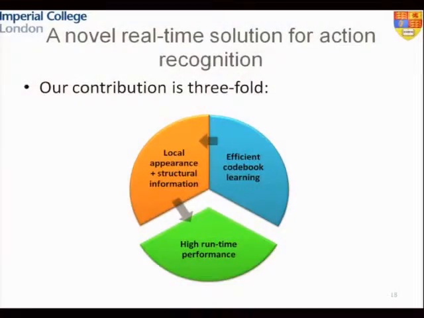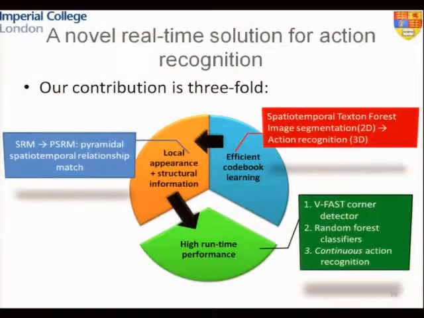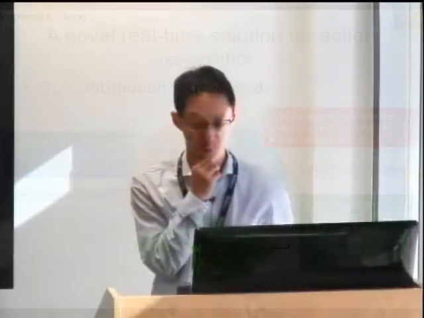Okay, some major contributions lie in where we learn the codebook of spatiotemporal space using random forest. I shall briefly explain it. And also we capture some structural information among many interest points in addition to the semantic information. Also some other contributions include an extension of the fast corner detector into space and time. And we could do continuous action recognition.